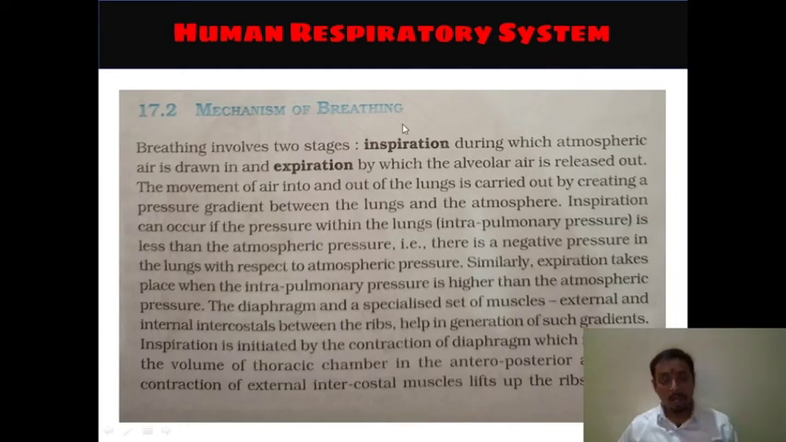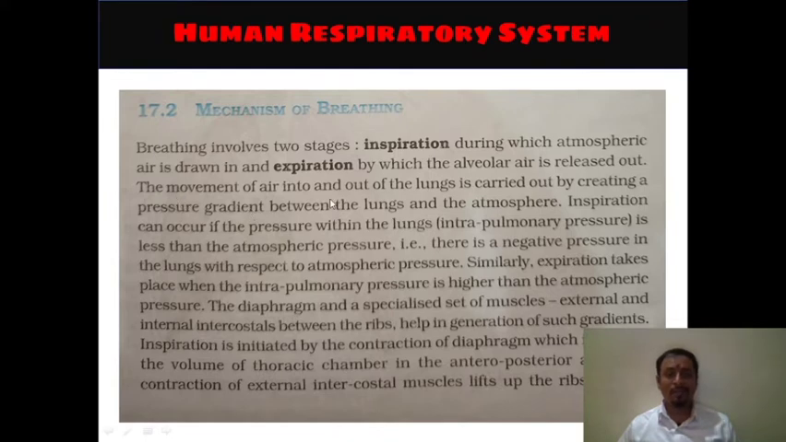Okay, so let's see the mechanism of breathing. How do we breathe? Breathing is basically divided into 2 kinds of steps: inspiration and expiration. What is inspiration? That during which atmospheric air is drawn inside the lungs is known as inspiration. What is expiration? That by which the alveolar air is released out through the nostrils by using lungs.